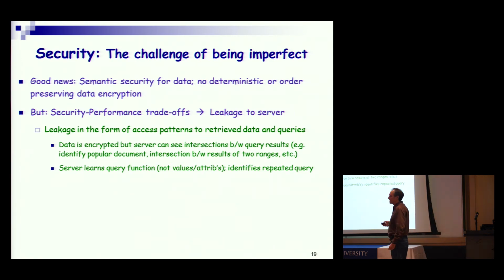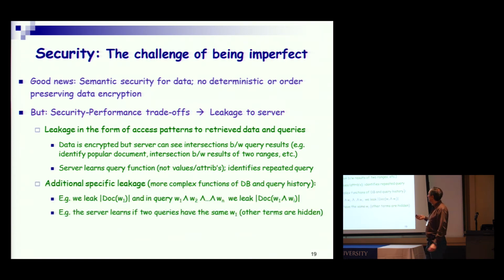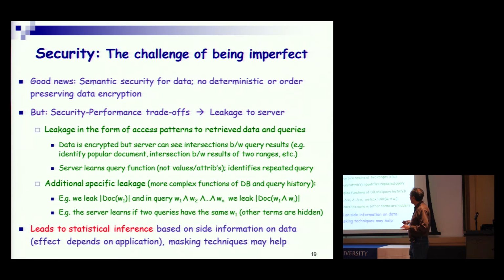So you have all these simulation-based ways of defining security and being able to actually give good descriptions of the leakage that you provide. So you provide leakage on access to the data and repetition of queries, and then each one of these systems has some more peculiar, ad hoc kind of leakage that needs to be judged on a per case basis, per solution and application based.